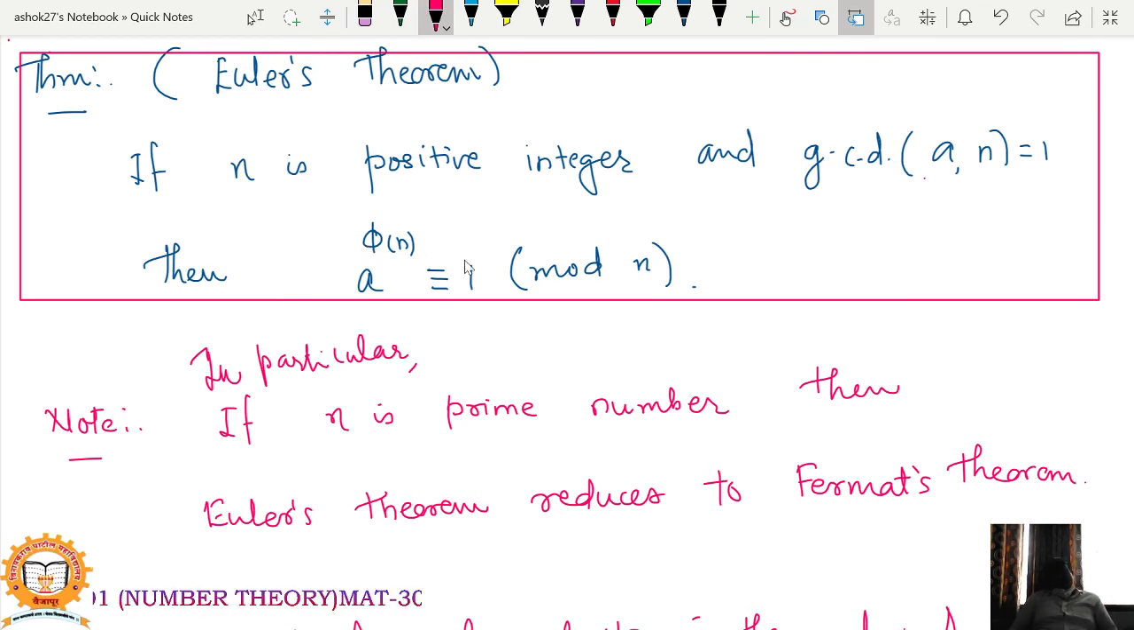So in that case, if n is prime, then what is phi of p? Phi of p will be p minus 1. So you will get a raised to p minus 1 is congruent to 1 modulo p if n is a prime number, which is nothing but Fermat's theorem. Means Fermat's theorem is a particular case of Euler's theorem, or Euler's theorem is a generalization of Fermat's theorem.